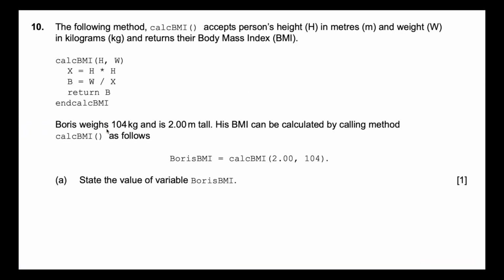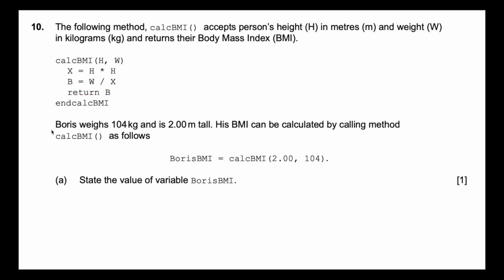Let's go to slide 37. So right here, we have the following method, calcBMI, accepts person's height, which is going to be h, and weight, which is going to be w, and returns their body mass index. So we have a function here, it's called calcBMI, notice the end calcBMI here. Our input is h for height in meters and weight, w for weight in kilograms, and we're returning b, which is going to be their body mass index.